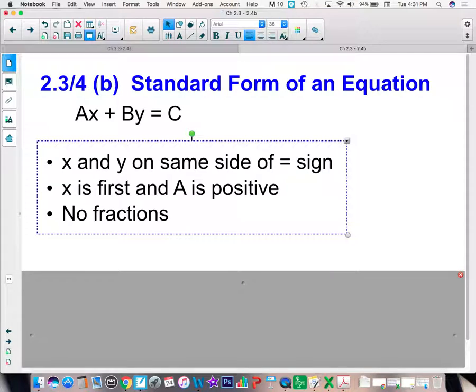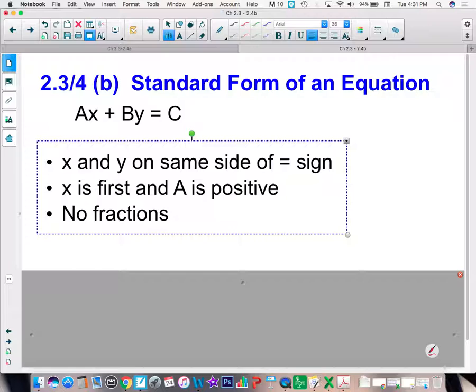Okay, and then parts of standard form are here. So x and y are on the same side of the equal sign. X is first and a is positive, and there are no fractions. So you can pause it again so people can write those down. So x and y are on the same side of the equal sign, so we have ax and by over here. X is first and a is always positive. So a right here must always be a positive number.